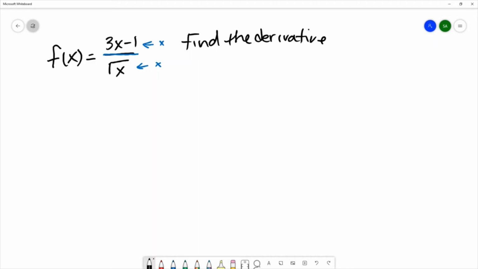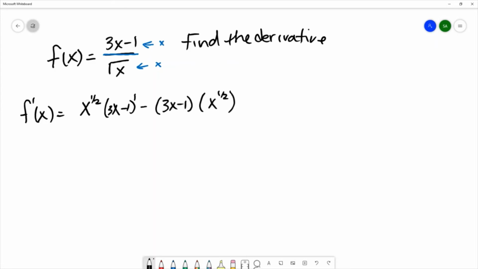So with the quotient rule in mind, I'm going to find the derivative, and we're going to start with the bottom, which I'm going to rewrite as x to the 1/2 times the derivative of the top, minus the top times the derivative of the bottom. Let me just make sure you guys can tell that that is a prime, the derivative, all over the denominator squared. And then I'm going to start applying the derivative.